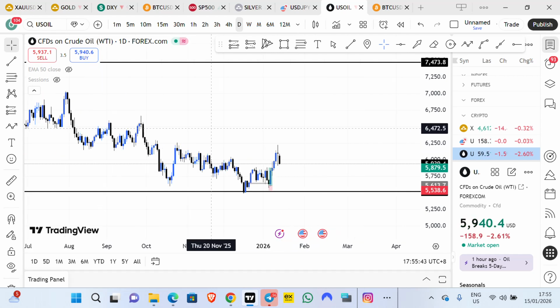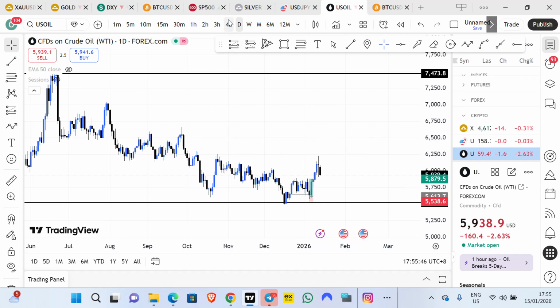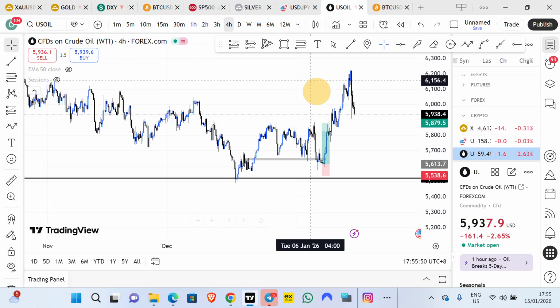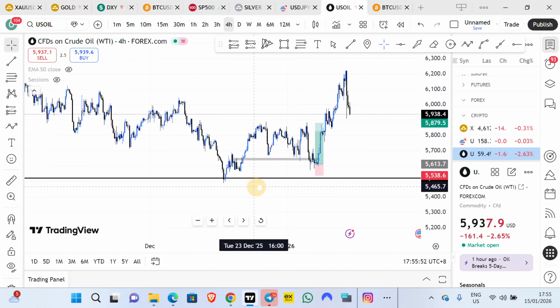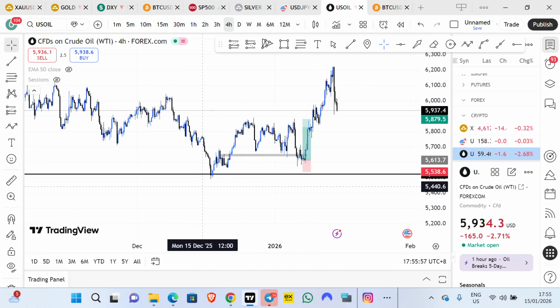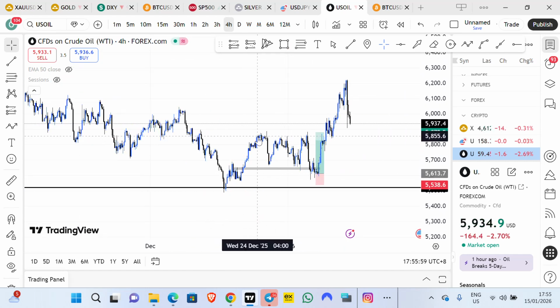All right, so let's go down to the 4-hour time frame. As you can see, I've already marked the lowest point. This is the lowest point price reached before this move to the upside.